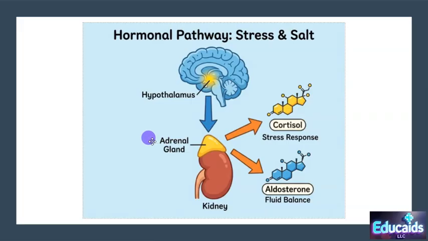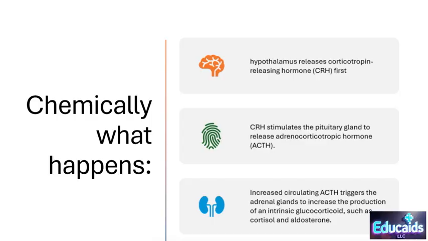The word adrenal means adding it to the renal, so adding it to your kidney. And then your adrenal gland makes cortisol, which is your stress response hormone. And then it also affects aldosterone, which is fluid balance. But we are mainly talking about the hypothalamus, adrenal gland, and your cortisol response today.